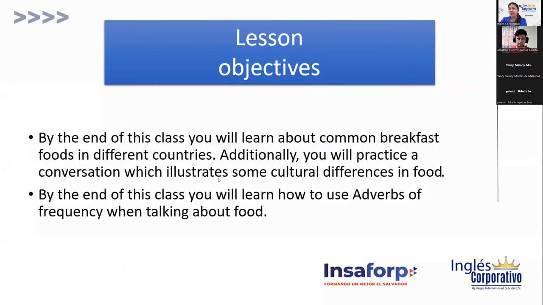In today's class, we'll talk about food, or more specifically, breakfast in different countries, and also how to use adverbs of frequency. So we have two objectives. By the end of this class, you will learn about common breakfast foods in different countries. Additionally, you will practice a conversation which illustrates some cultural differences in food. Second objective, by the end of this class, you will learn how to use adverbs of frequency when talking about food. So let's get started.